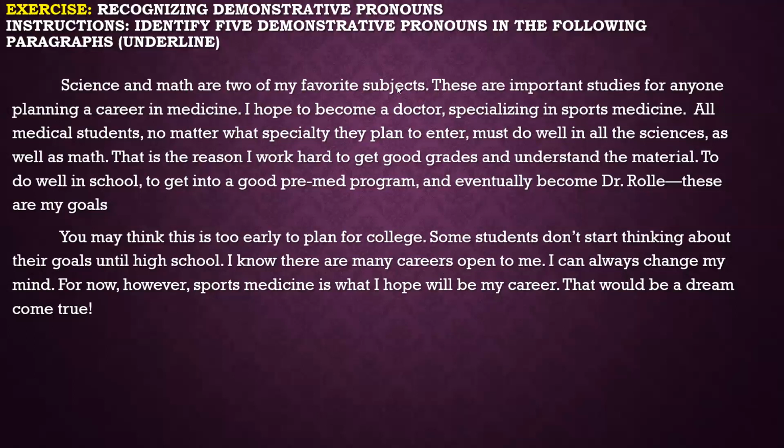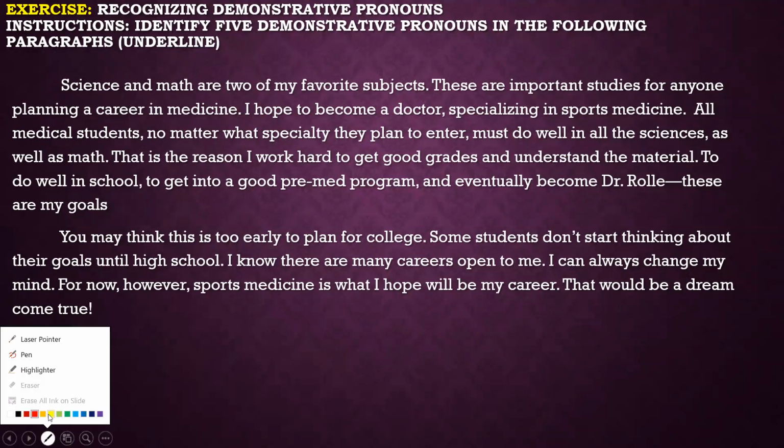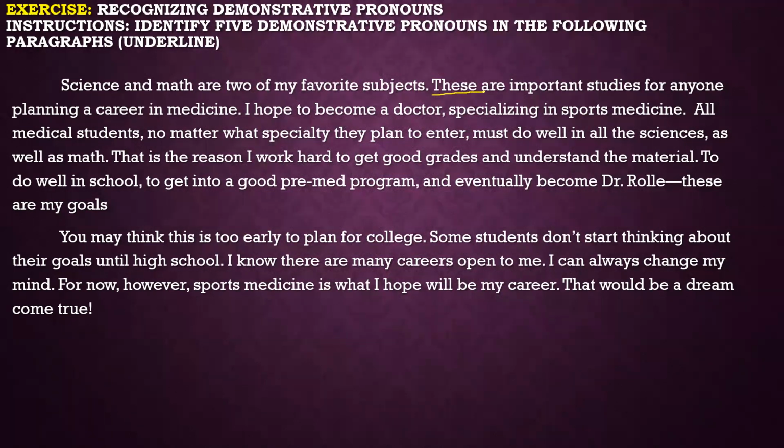All right, so let's begin to answer it now. What is the first demonstrative pronoun that we see? The first one? These. Very good. These. All right. After these, what's the next one? Say it again. That, right there. That was the second one. That. After that, what else do we have? These. Okay, after that. This. After that, we have what? That. Say it again. That would be a dream. So it's only five. 1, 2, 3, 4, 5. Very good.